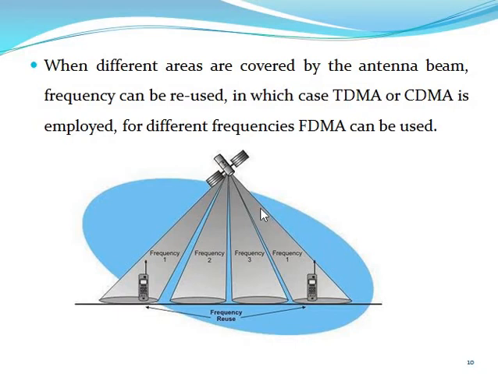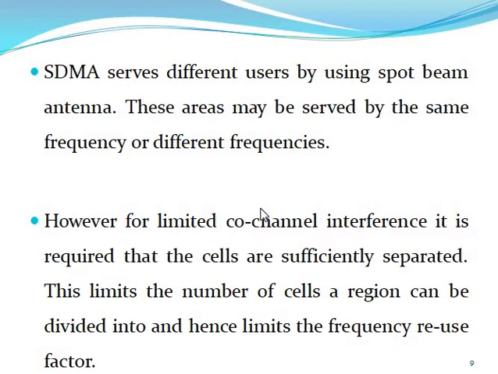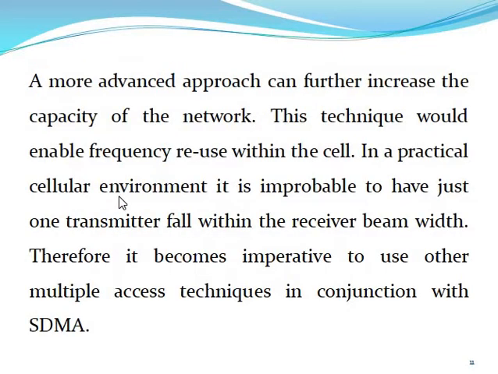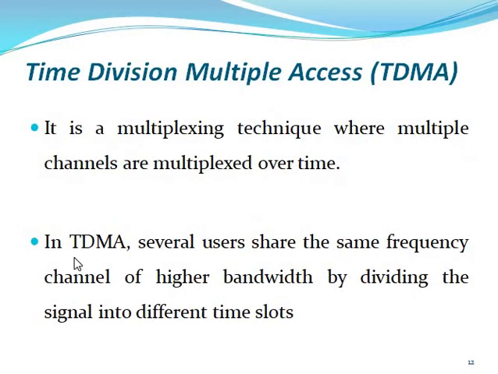So space utilization or space division multiplexing is mostly used for direct communication. So this is space division multiple access. Now we can look at time division multiple access.